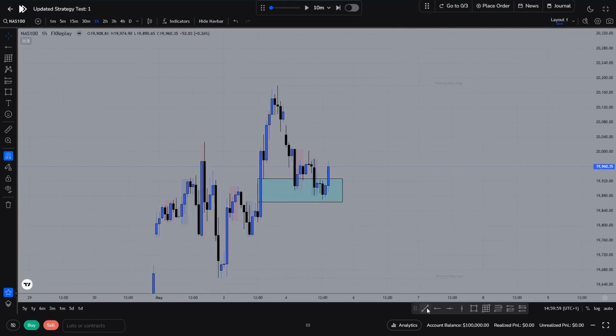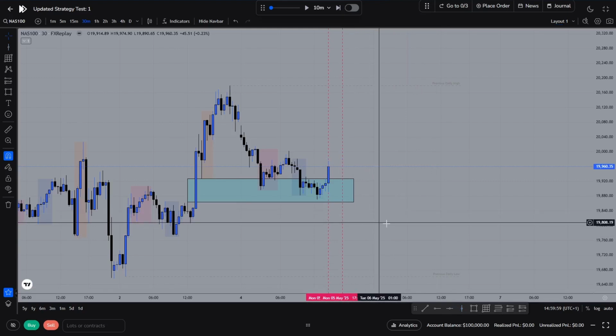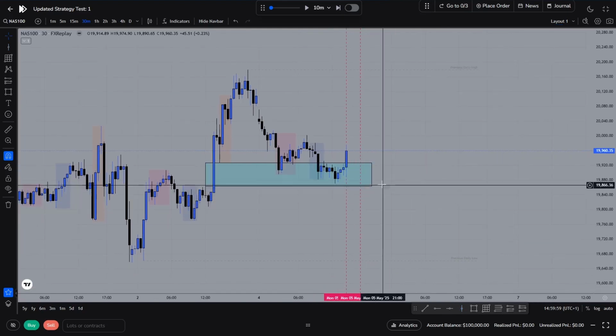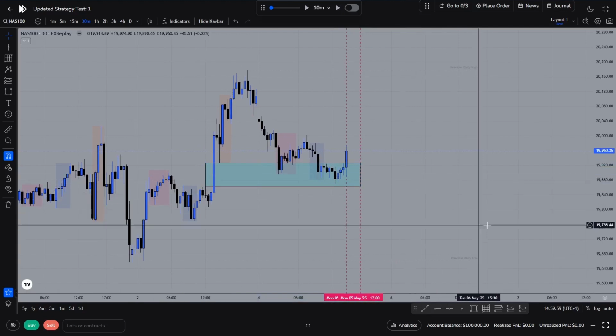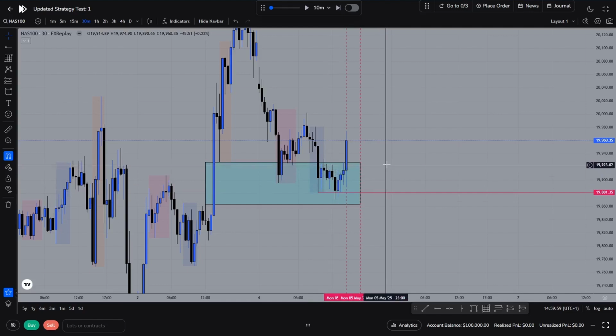One second, let me mark out the 2:30. This is a range. Nothing past it. Liquidity sweep. Breaker structure? Nope. I don't think this counts as a breaker structure.